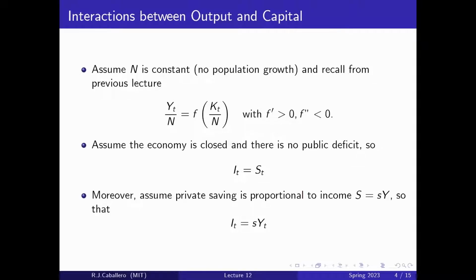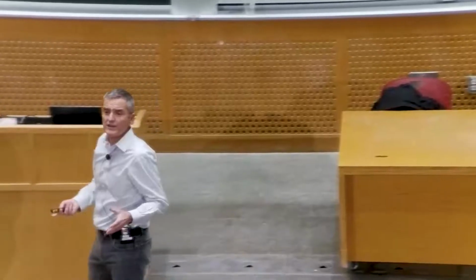So savings is little s times y. Notice that this is different from what we did in the short run. In the short run, remember, we had a C0 floating around. We had a constant in the consumption function. So savings, which was equal to income minus consumption, also had a constant floating around.